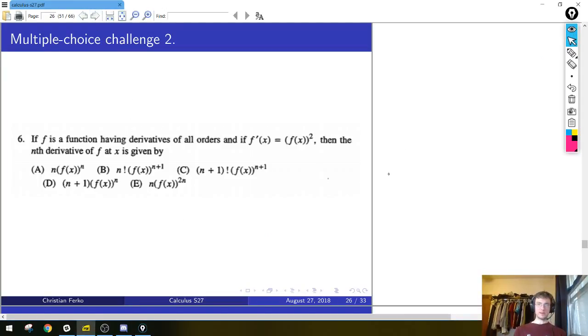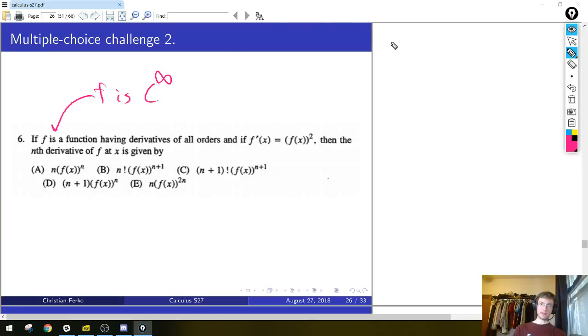Okay, here's another guess the pattern style problem. So f is a function having derivatives of all orders, so using our notation for this, we'd say f is C infinity, right? Remember, C3 means it has 3 derivatives. Here you're saying you have infinitely many derivatives. So if f is C infinity, and f prime equals f squared, right? So you take the derivative, you get back the original function squared. We're going to try to guess a pattern to find the nth derivative of f at x.